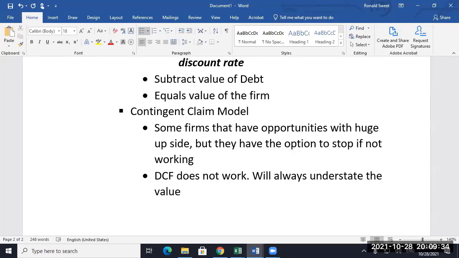How do you do that on DCF? The present value of that is probably 0 because it's probably not worth anything. 90% of the time, it's not worth something. How do you figure out the value of that? It's really tough. So you actually use option pricing theory value, which is pretty complex.